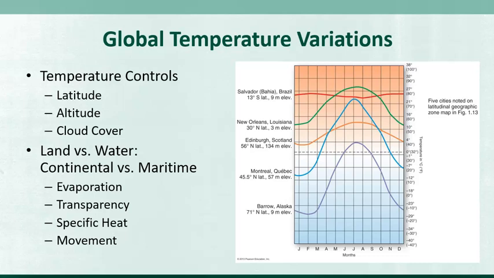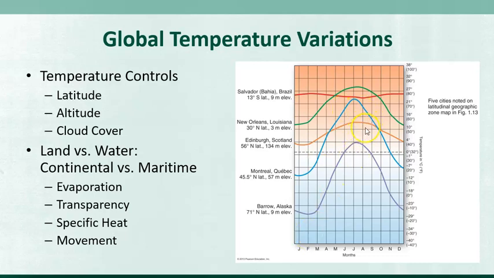So here are some examples. Utqiagvik has cold temperatures, as we would expect, much colder than what we find at other latitudes. It's a little bit of a more continental climate, even though it's right by the Arctic Ocean, but the Arctic Ocean is often frozen with ice. And as a result of that, the temperatures are pretty profoundly different between the summertime and the wintertime.